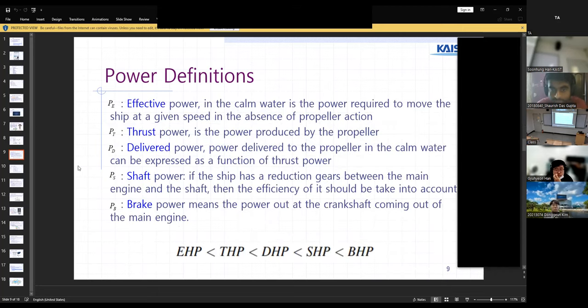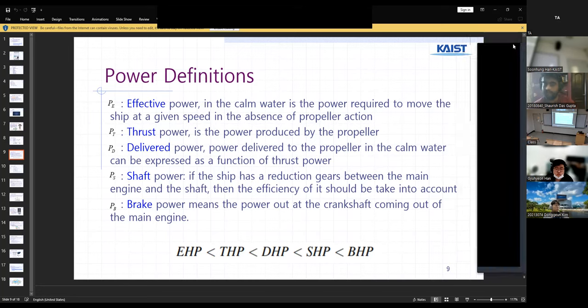Talking about them, effective power in calm water is the power required to move the ship at a given speed in the absence of propeller action. Thrust power is the power produced by the propeller. Delivered power, as it says, is the power delivered to the propeller in calm water, and can be expressed as a function of thrust power. Shaft power is basically, if a ship has a gearbox, the power that is there in the gearbox after it's connected to the engine. Brake power means the power out at the crankshaft coming out of the main engine.